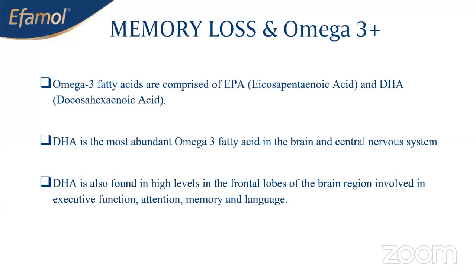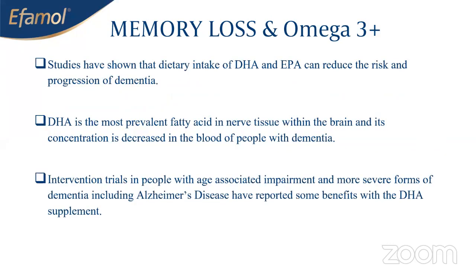Now, this omega 3 includes DHA, which is the most abundant fatty acid in the brain and the central nervous system. It is also found in high concentration at the frontal lobes. If you remember, the frontal lobes are responsible for memory, language and attention, as Dr. Adebayo spelled out for us. So research has shown that omega 3 fatty acid is found in abundance there.